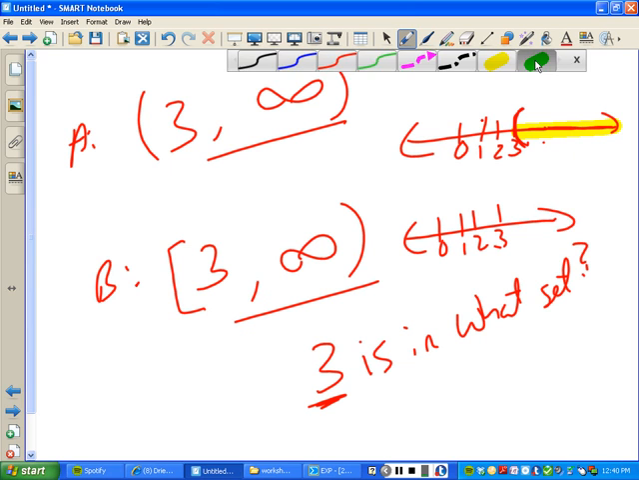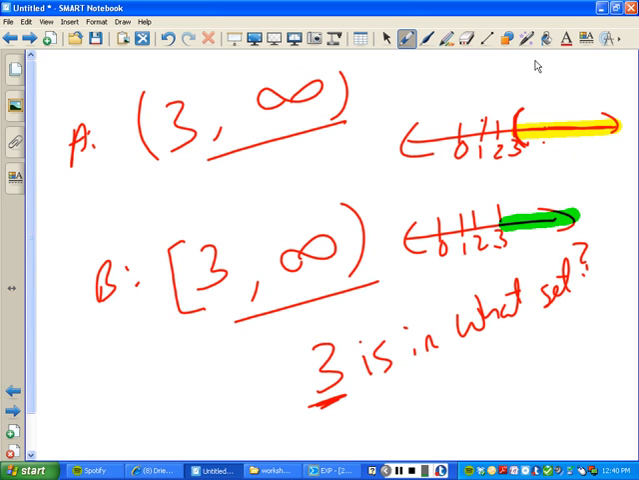Up to and including 3. Okay? That's the difference. So when I ask you which one of these two sets has 3 inside it, the answer is only one of them. And what is the answer?